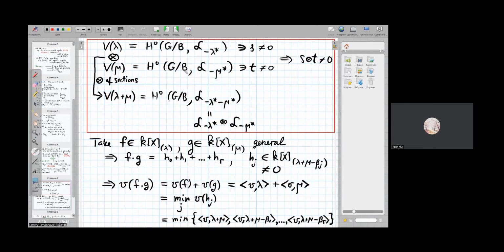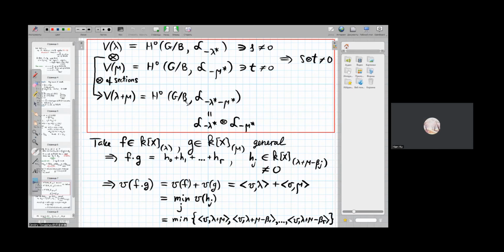Now, what does it mean geometrically? Geometrically, when you take the tensor product of these two spaces of global sections, you get the space of sections over the product of two varieties. So you get the space of sections of a line bundle on G mod B cross G mod B, the double flag variety. This is what is called the exterior or outer tensor product of line bundles. It is not a line bundle on the same variety. It is a line bundle on the double variety.